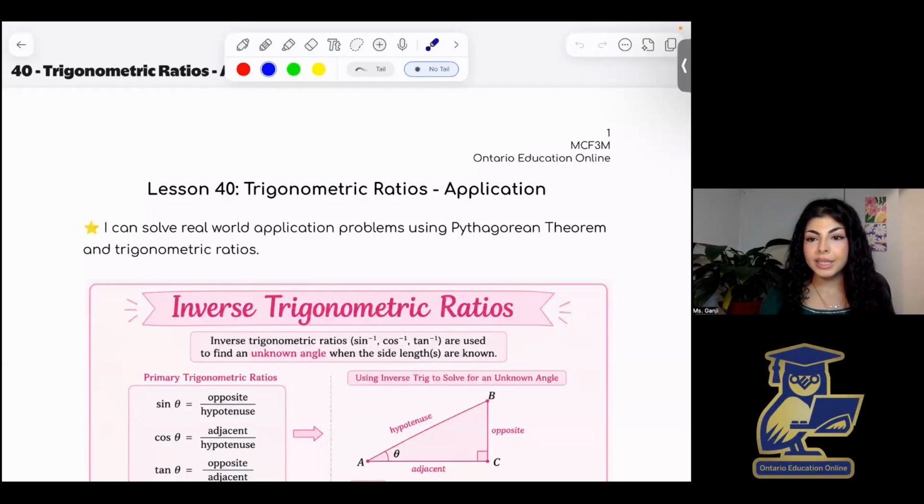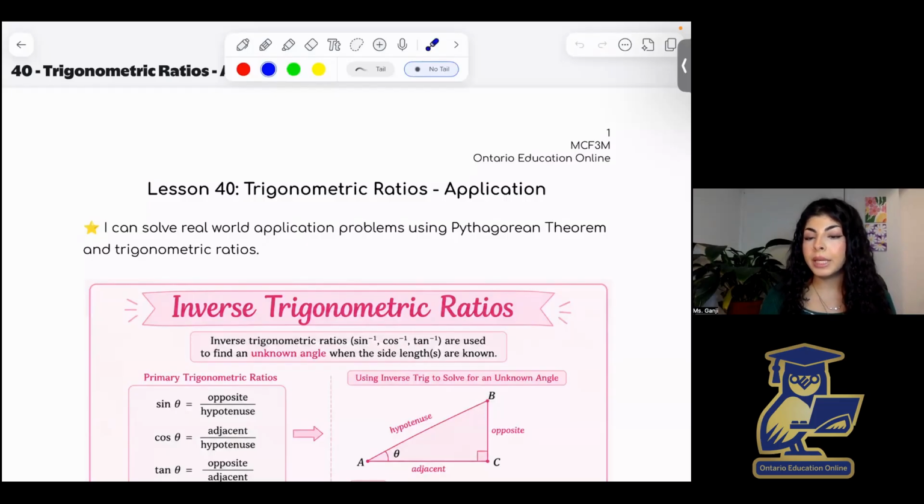Hello and welcome to our next lesson on trigonometric ratios. Today we are looking at both the inverse trig function as well as applications of the Pythagorean theorem and trigonometric ratios. So in our previous lesson, you saw how we were able to use trigonometric ratios to solve for unknown side lengths.